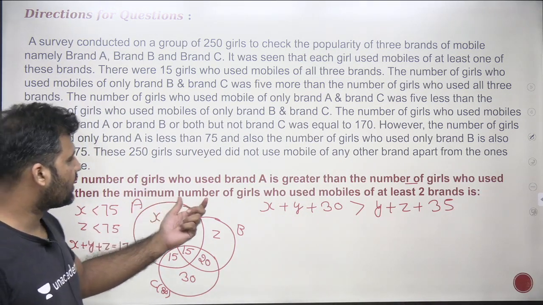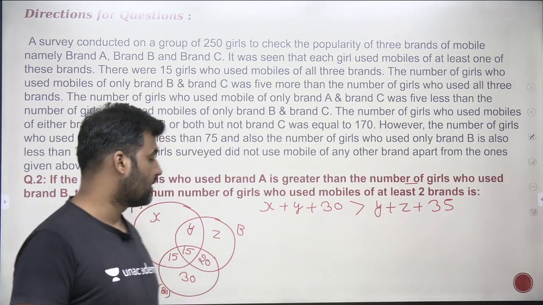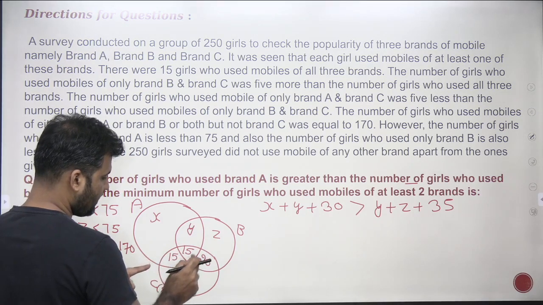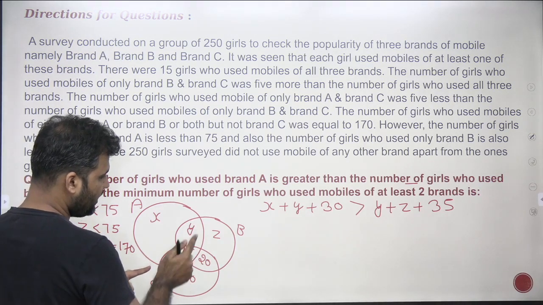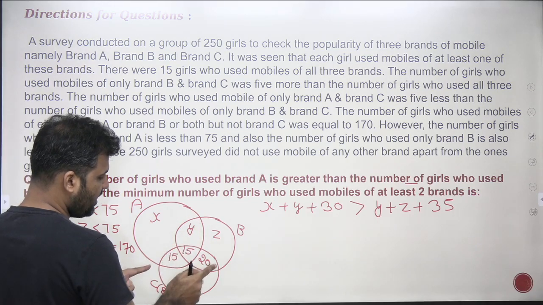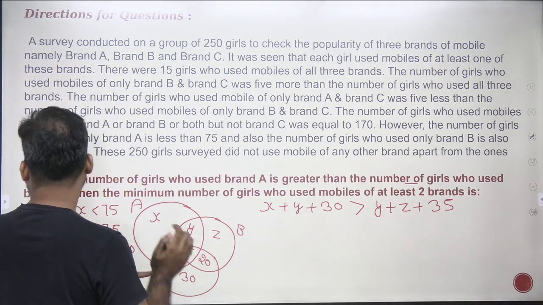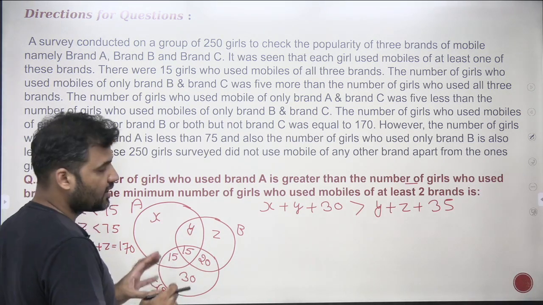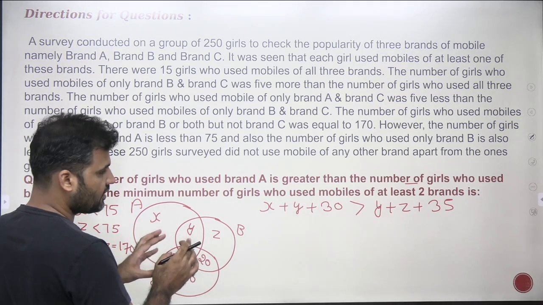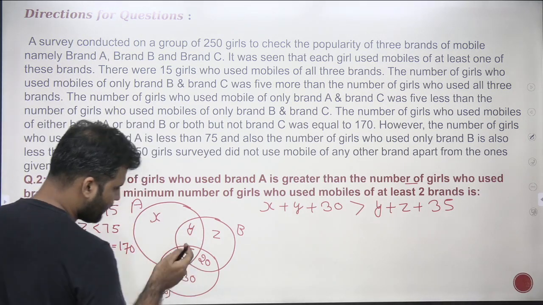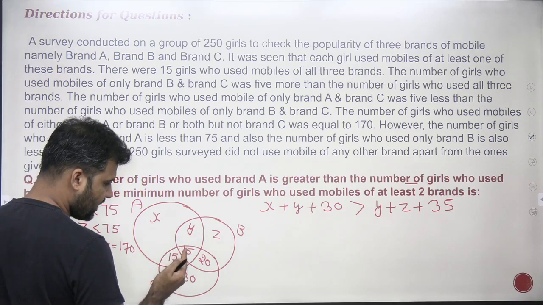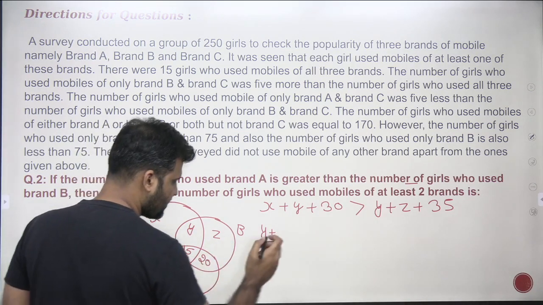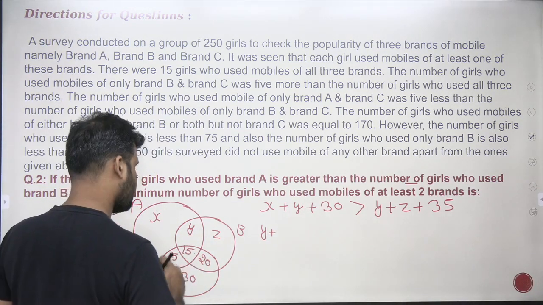Then the minimum number of girls who use mobiles of at least 2 brands. The number of girls using at least 2 brands is this region: the girls using brand A and brand C, the girls using brand A and brand B, and the girls using brand B and C. So this region represents the number of girls who use mobiles of at least 2 brands. And what is this value? Y plus 15 plus 15 plus 20, that is Y plus 50.